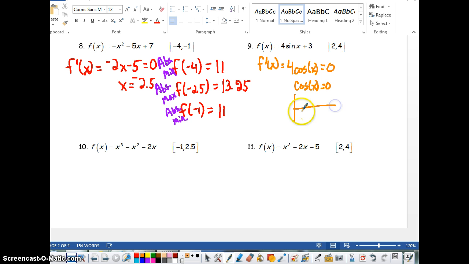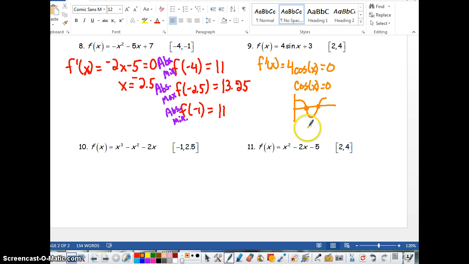I always like to look at my graph. When you look at your graph, here's your graph of cosine. Cosine is equal to 0 in 2 spots, right there and right there. So this first one is at pi over 2. The next one is at 3 pi over 2. Remember, 0, pi over 2, pi, 3 pi over 2, 2 pi.